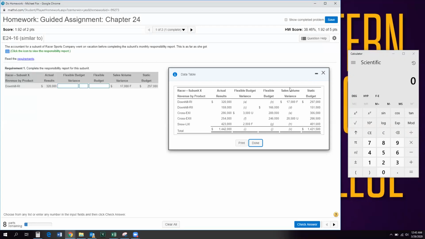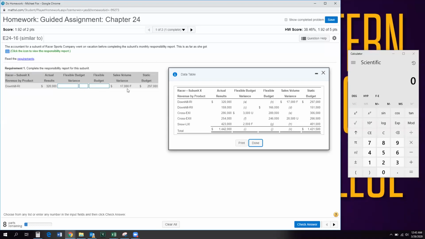And then our sales volume variance is just our flexible budget minus our static budget. And again, if the flexible budget's higher, that'll be favorable. If the static budget is higher, then that will be unfavorable. Now, even though I just said you take the one minus the other, you always report the absolute value of it. So you never show it as a negative. Okay, so let me just give some examples of that.